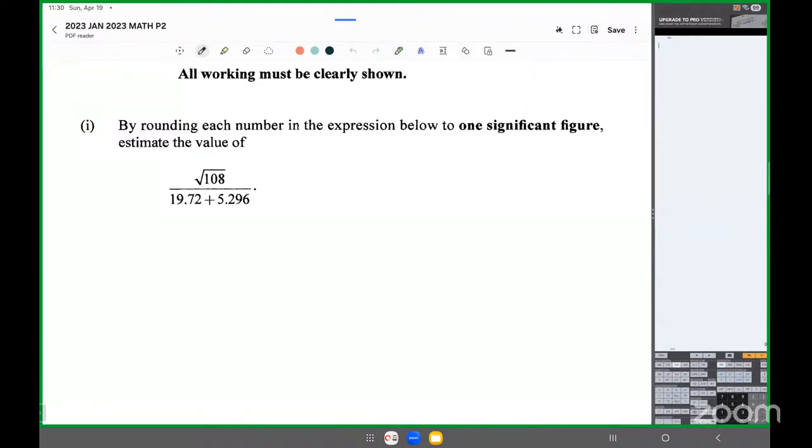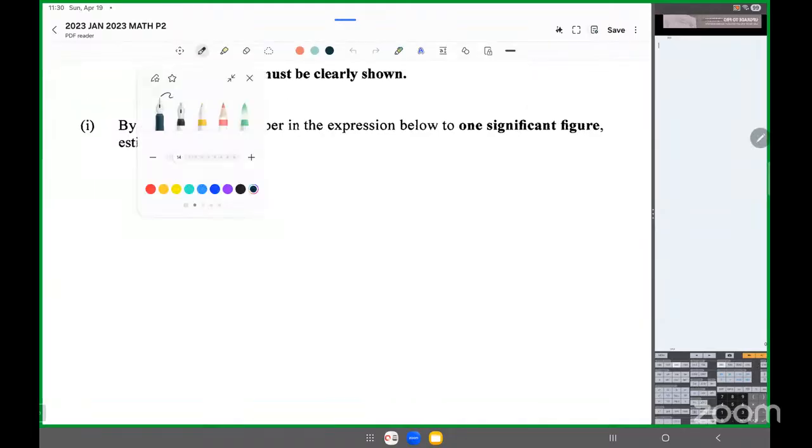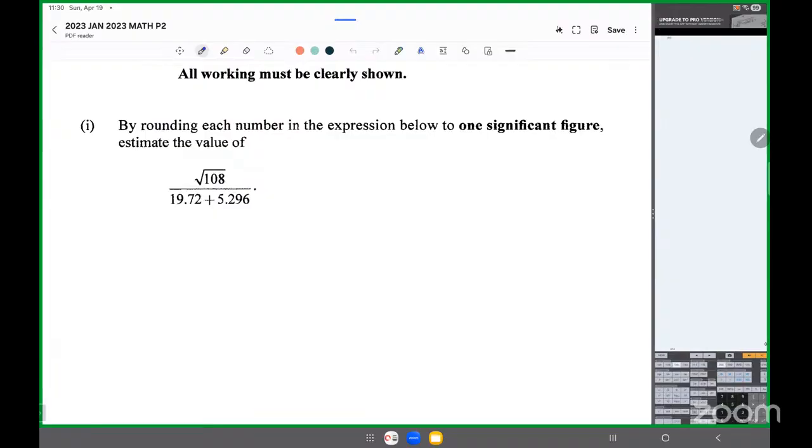It says, by rounding each number to one significant figure, we must calculate an estimate of this expression. So you can't just get the question and put that in the calculator and work it out. You must follow instructions. So anybody who did that, you're not getting the marks. So you correct each figure to one significant figure.